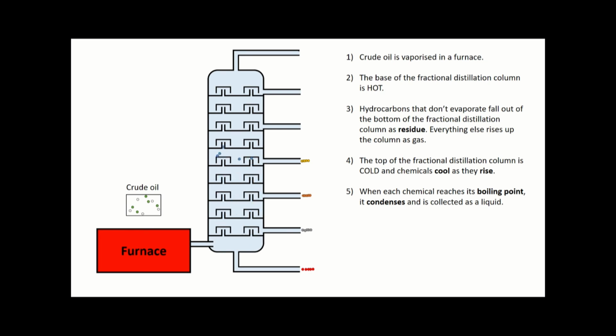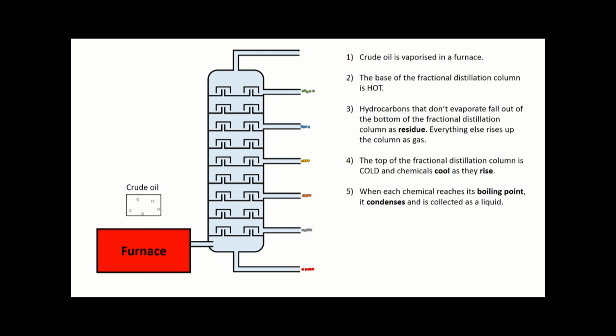Each of these chemicals is turning into a gas in the furnace, and then it's all about how cold they need to be to turn back into a liquid. And the colder they need that to be, the lower their boiling point, the further up they go, until we get to the top bit here. The green particles are going to be the last ones to come out there. Now those are all collected as liquids.